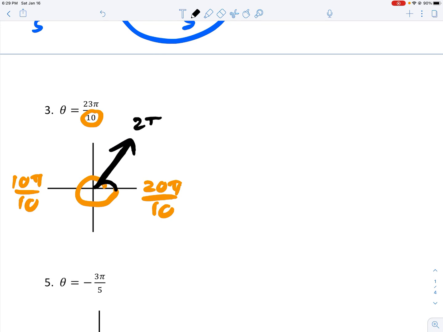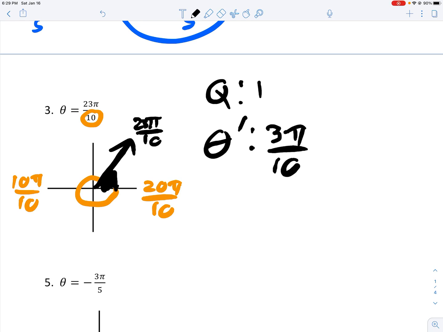So this is 23 pi over 10. So here's my reference angle, that distance back. I know I'm in quadrant 1. Theta prime would be 3 pi over 10, because from 23 to 20 is 3. Remember, your reference angle is always positive. So as I do this, I'm always going to write pi and 2 pi in terms of the denominator, the fraction I'm working with. It makes it a lot easier if you have common bases, and visually easier for you to see.